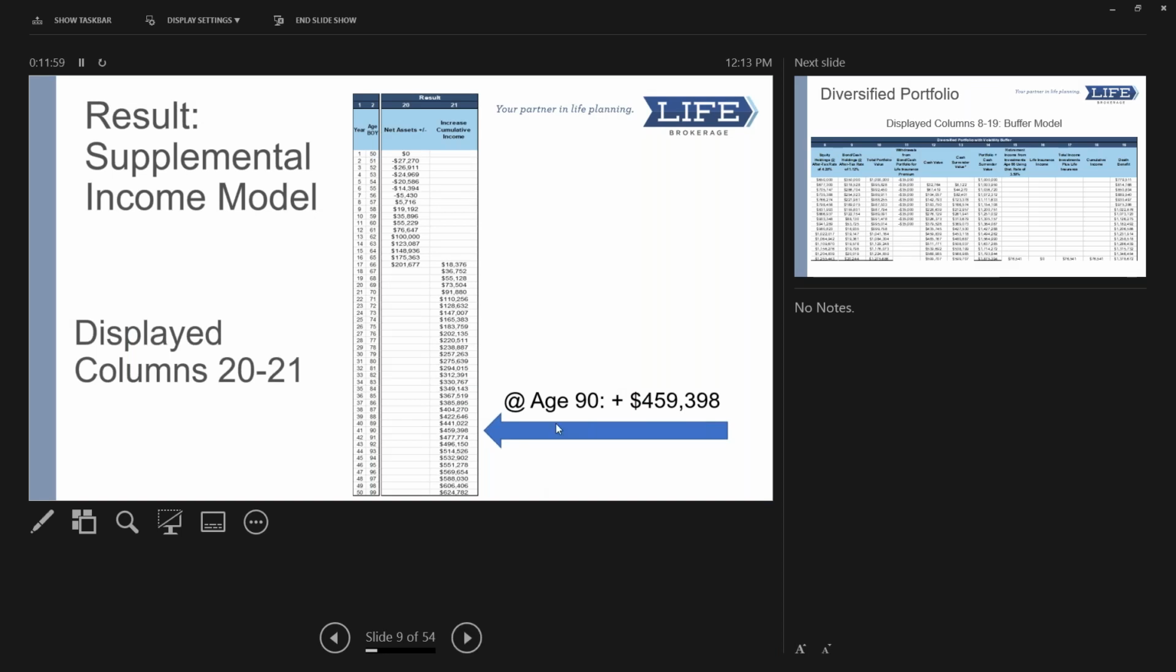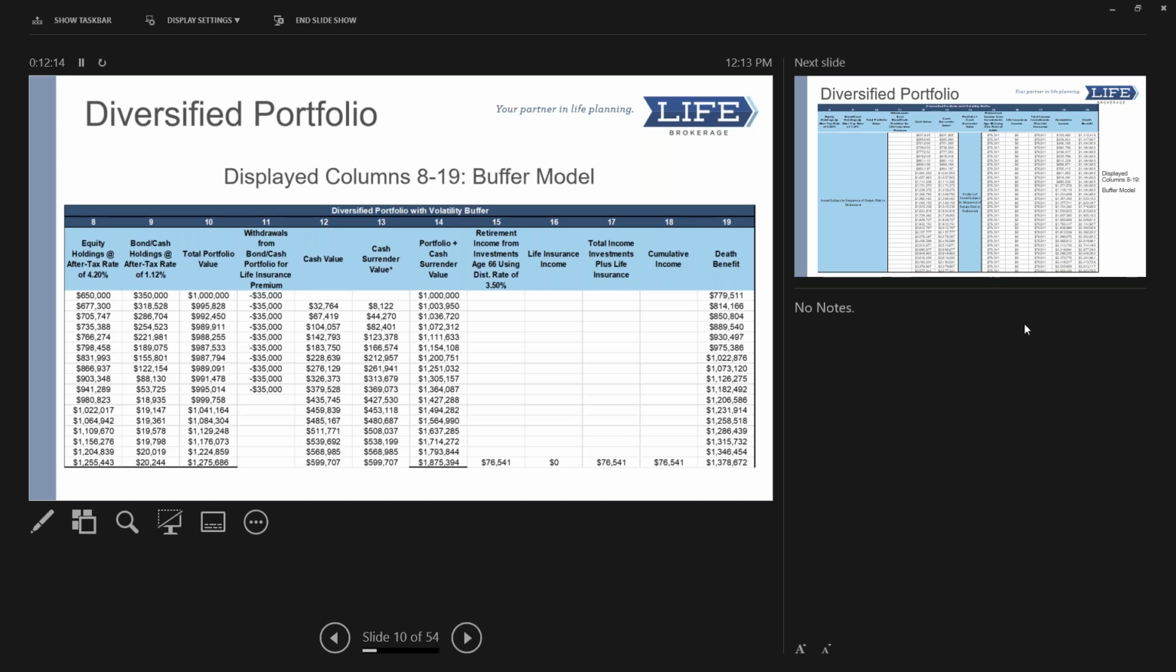But, well, let me give you the result here. We're going to result in an extra $450,000 of supplemental income. The majority of the income, remember, 40% of the income that we've taken in the supplemental income model is income tax free. So let me get into the buffer model.